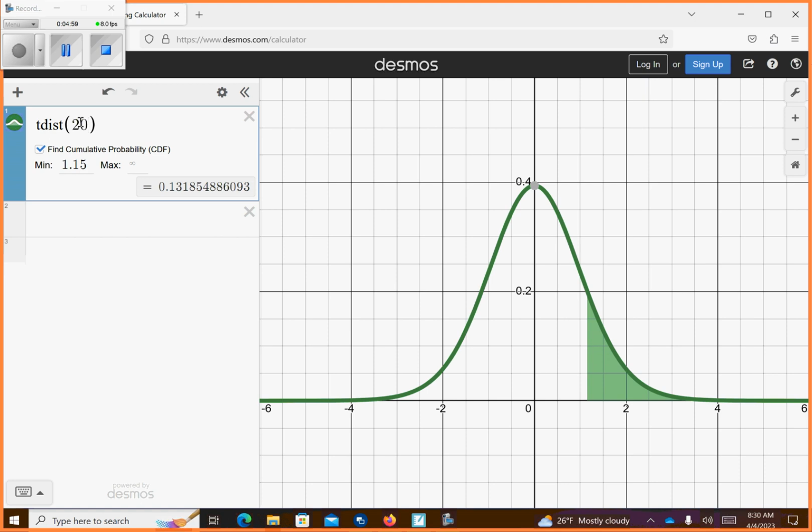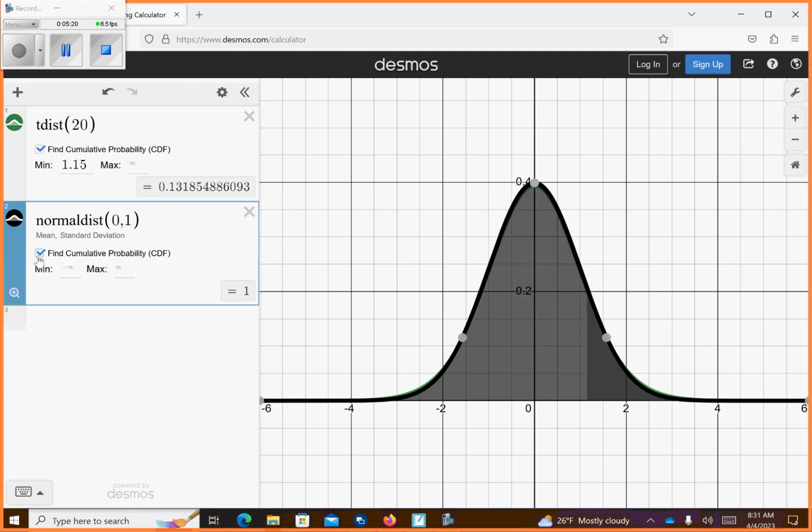Because our degrees of freedom is higher, the curve itself is getting down closer to the x-axis. What percent of the normal distribution is greater than 1.15 standard deviations above the mean? Okay, so if I just did this, normal distribution, 0, 1, and we said 1.15.